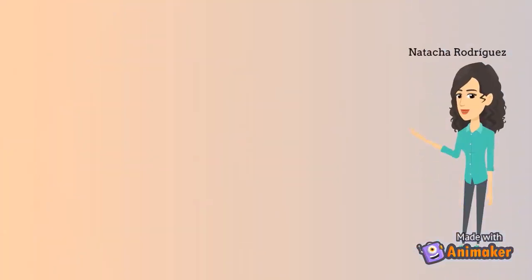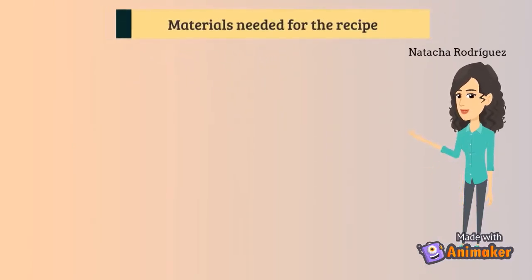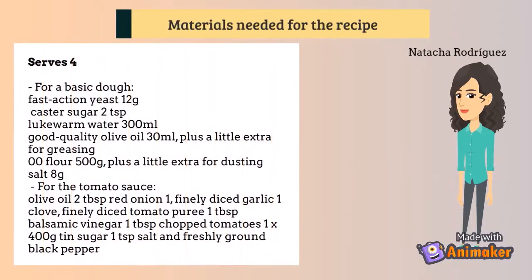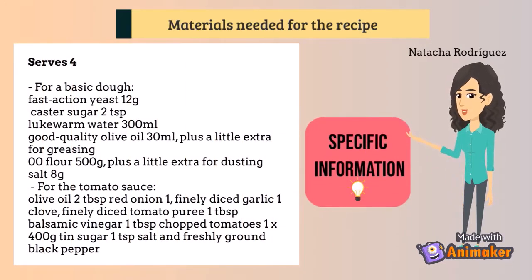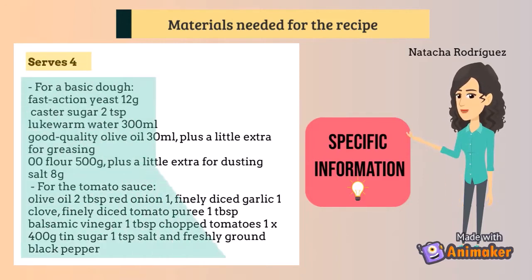The next part of the structure of the text is the materials needed for completing the recipe. In this part, the text is more specific. For example, the number of servings is mentioned. In addition, there is a list of ingredients with the required quantities for each part that makes up the pizza.